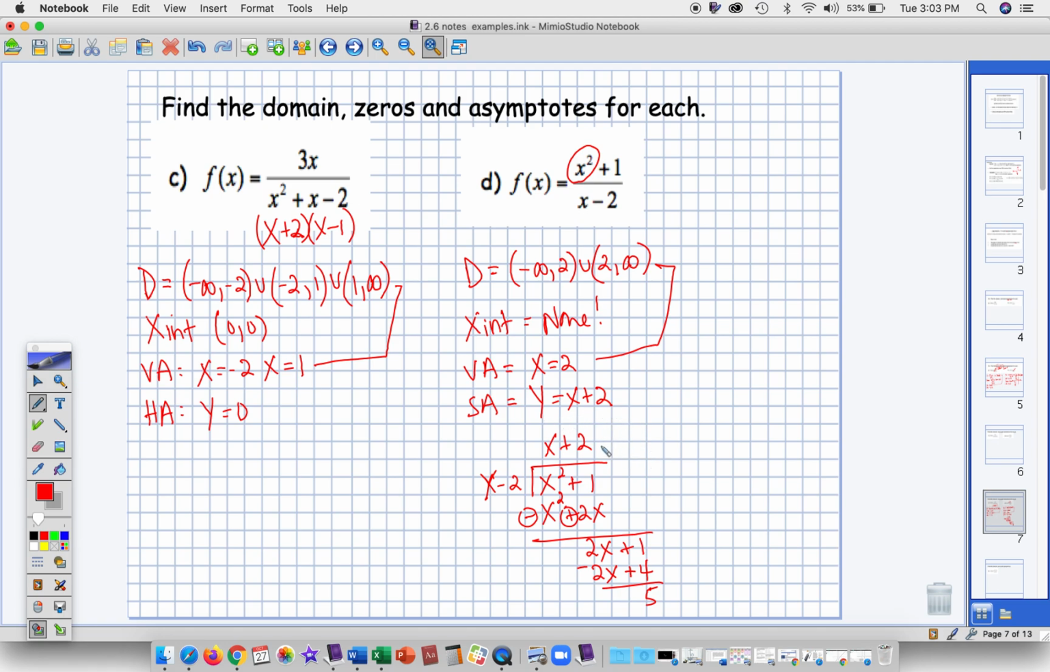And here's my work for finding the slant asymptote. You're doing the long division. It's y equals your quotient. We can disregard that remainder.